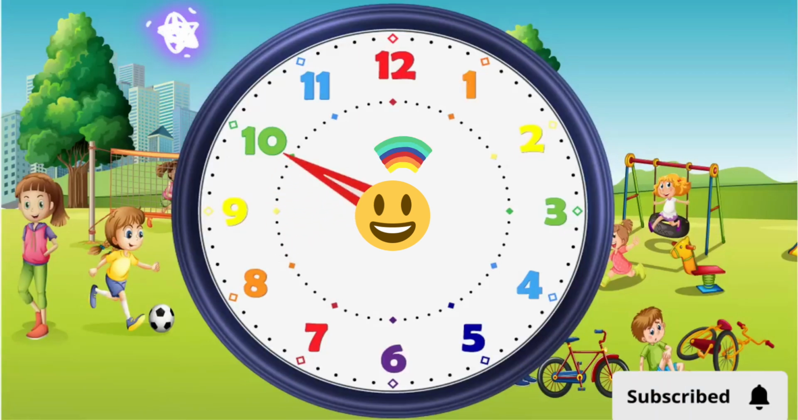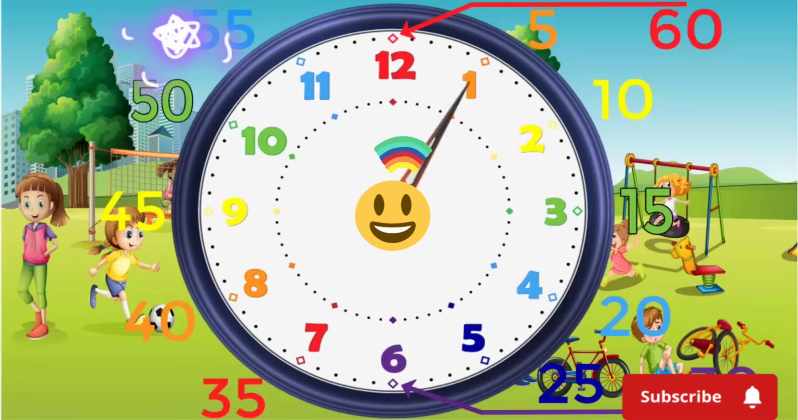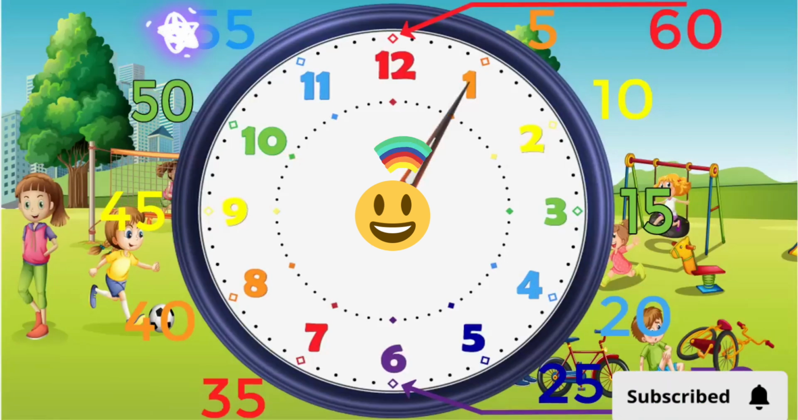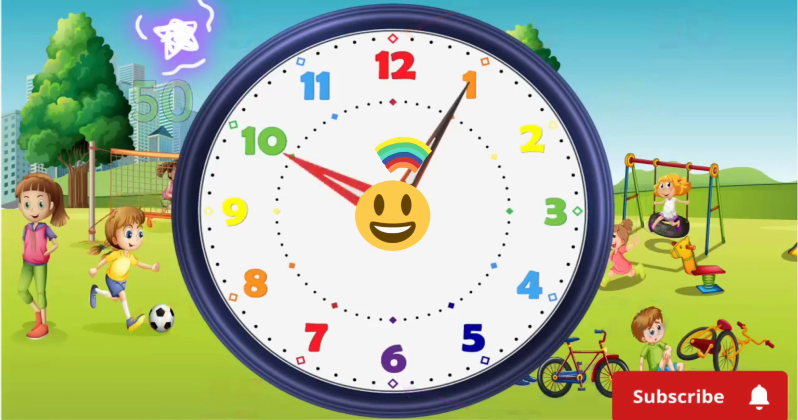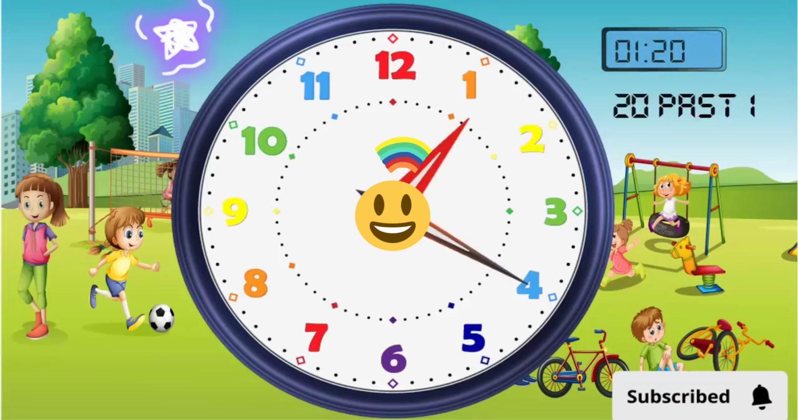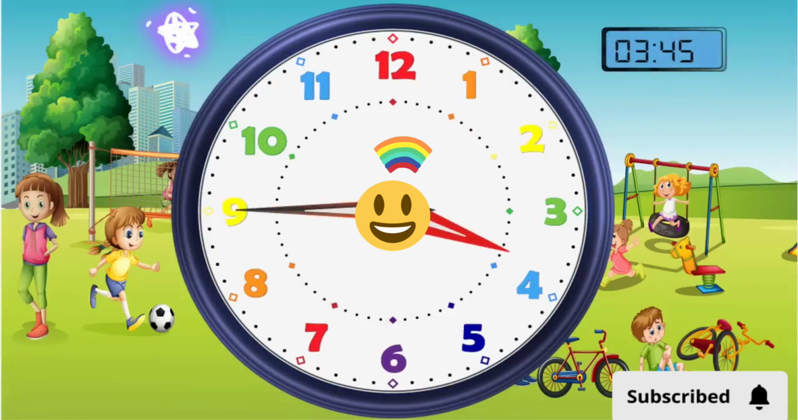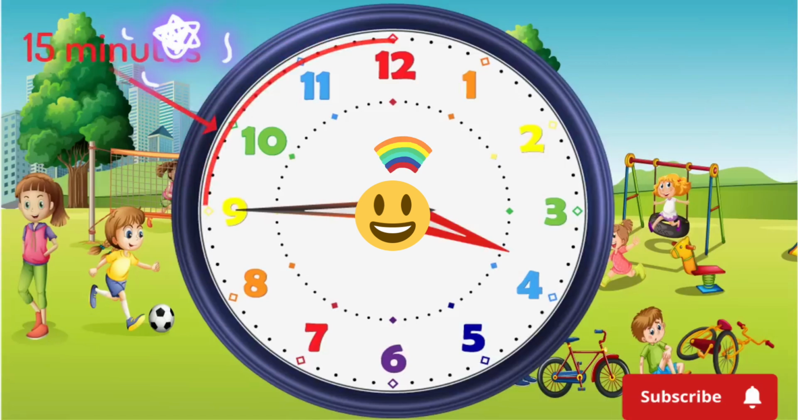Now, there is also these numbers, used for the minute hand or long hand. So, we can come up with the current time. These numbers will get easier to remember the more you start telling time. Okay, so let's run through some times. This is 1:20, or 20 past 1. Now, we have 3:45 or quarter to 4. The quarter being 15 minutes to 4.